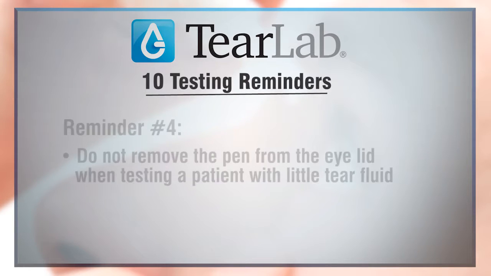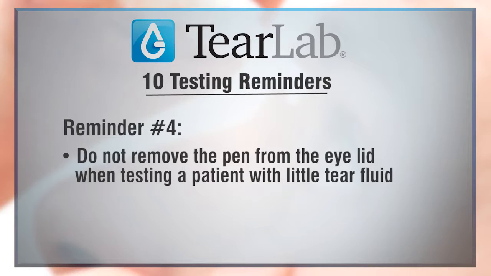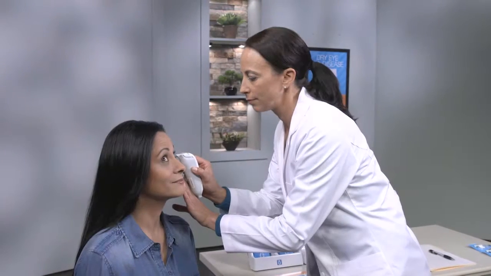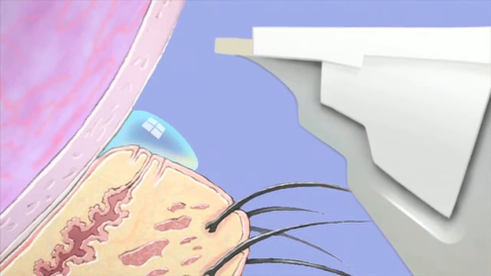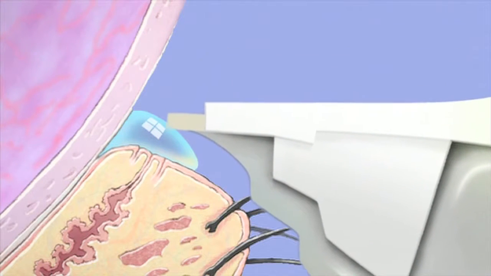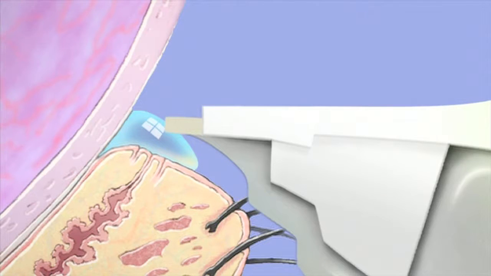Reminder number 4. Do not remove the pen from the eyelid when testing a patient with little tear fluid. If a tear collection proves difficult, follow these steps. First, lower the test card flat onto the bottom eyelid. Do not remove the test card from the eyelid, but press down further on the eyelid to bring the bottom of the test card in contact with the tear meniscus.